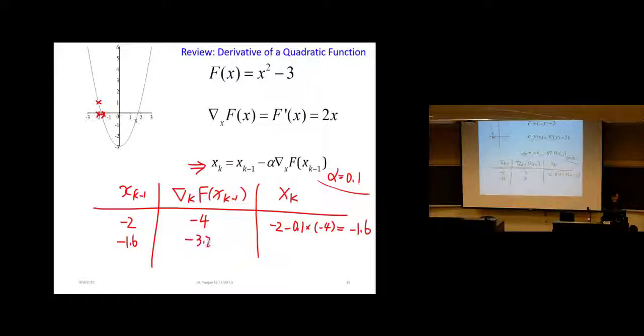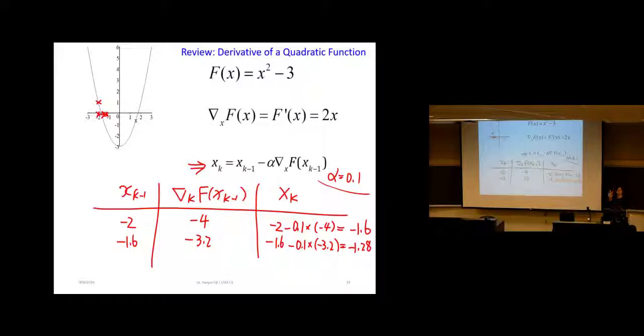-3.2, and -1.6 minus 0.1 times -3.2. What should this number be? Who has a calculator? It's -1.28, right? Okay, I'm at -1.28. A little bit again, right? Okay, you get the point. You really get the point, right?